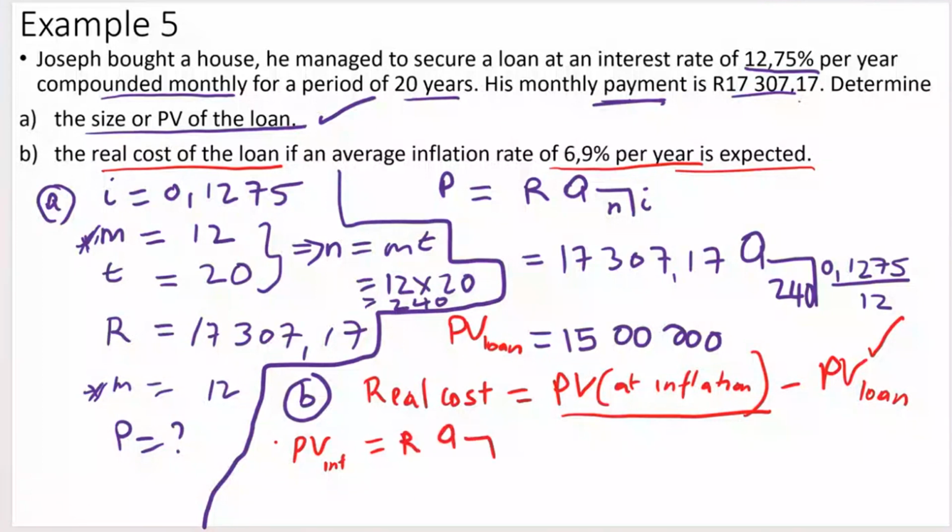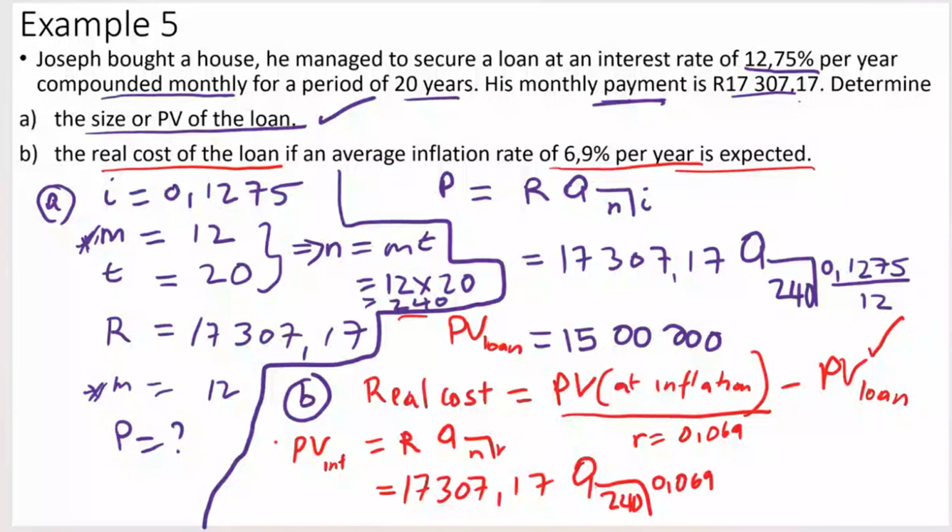R, I'm going to say R because it's different. The time is the same, but the R is the inflation rate. So our R is the same value. We've got our R, which is 17,307.17. The period is still the same, it is 240, but remember, we are looking at an inflation rate of 0.069.